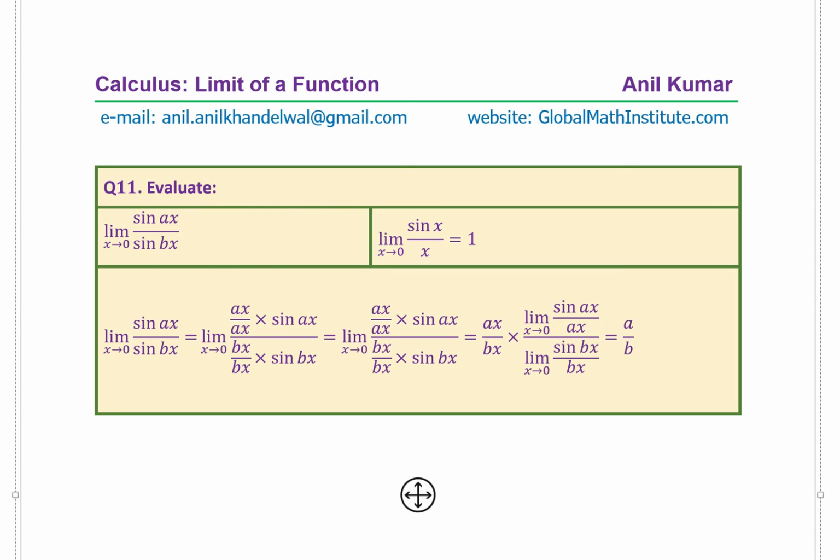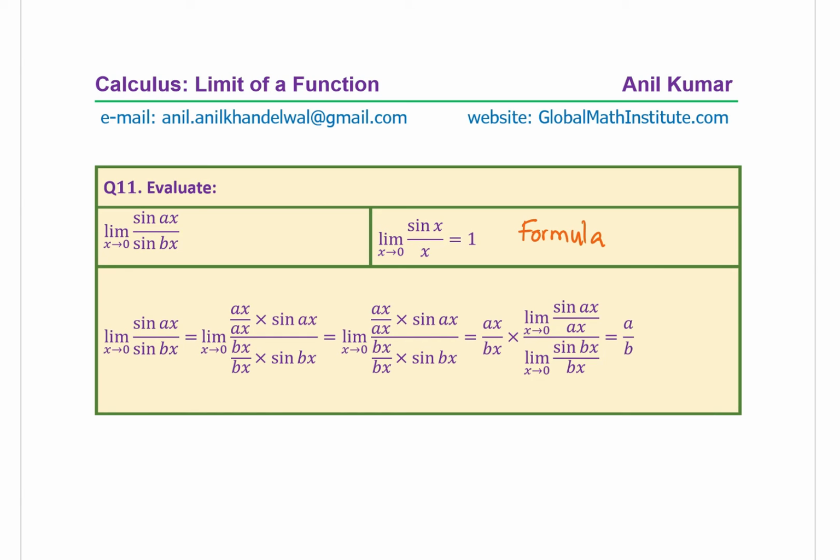So here is question number 11 for you, which is: find the limit of sine ax divided by sine bx where x approaches 0. Now we already learned in our previous lesson, lesson number 1 on limits, that the limit of sine x over x is 1. So when you learn some concept, I would like you to make a note of these concepts, so that it becomes kind of a formula for you.